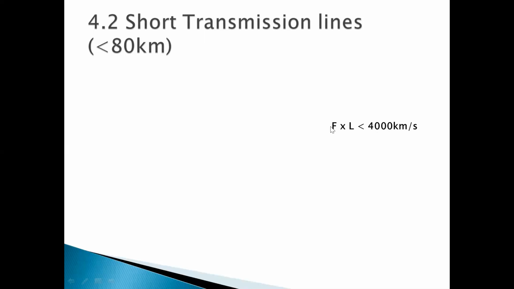In some countries the frequency is 60 hertz. So if we multiply 60 hertz with the length, if it is less than 4000 kilometers per second, we consider it a short transmission line, and more than this we consider it a medium transmission line. In the case of 50 hertz, if we multiply 80 kilometers with 50 hertz, I will get 4000 kilometers per second. If it's 60 hertz, it is a bit different.